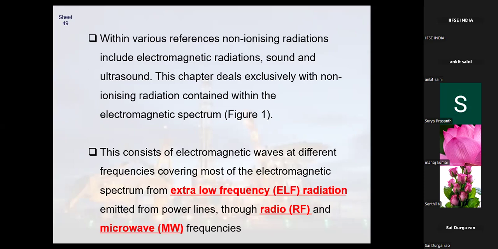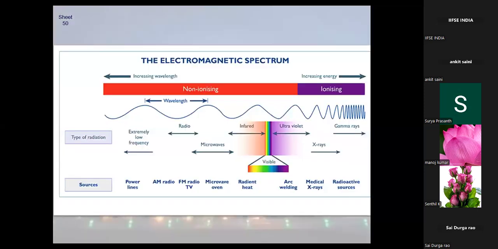Electromagnetic waves at different frequencies cover different types of spectrum. Depending upon this, it can be radio wave, that is RF, or microwave, that is MW. Depending upon the frequency of the radiation, it harms people. This is the electromagnetic spectrum. On the right side, you can see ionizing: the lesser the wavelength and the more the frequency, such as gamma rays, the more it damages. Whereas on the left, the wavelength is more and the frequency is less, so the damaging capacity is also less.